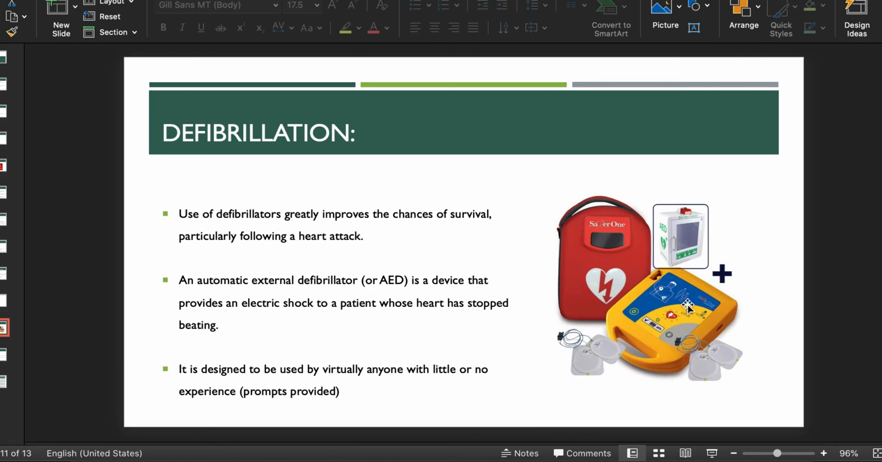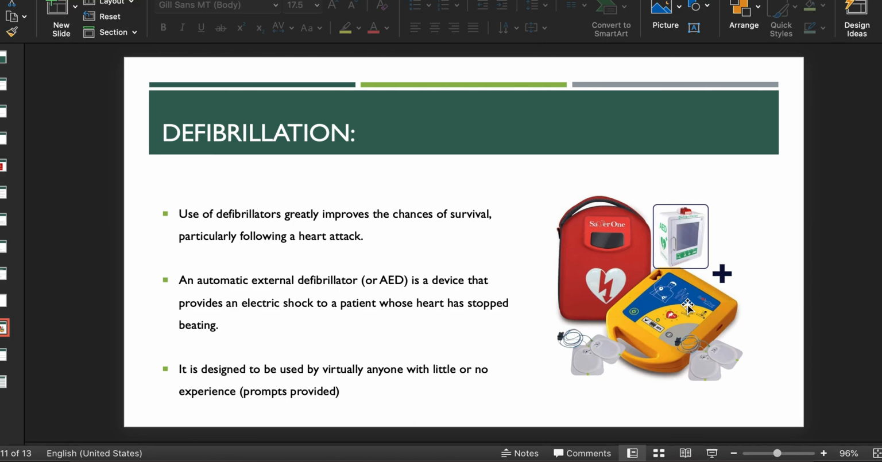When the machine tells you, stand clear of casualty, shock commencing, you will need to move away and not touch the person that you've been giving the 2 breaths and the 30 compressions to, because if the machine shocks that person while you are touching them, you will receive that shock as well. However, all of the machines these days are able to pick up a heartbeat, so it will not shock while it is feeling your presence, okay?